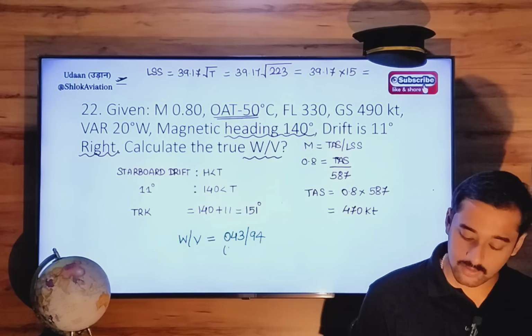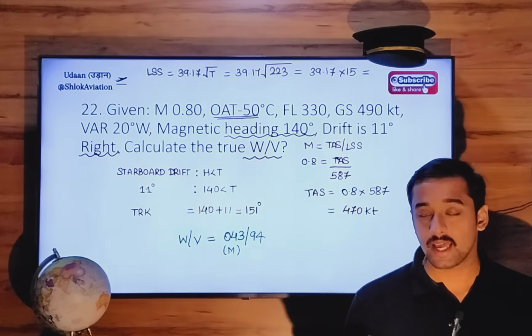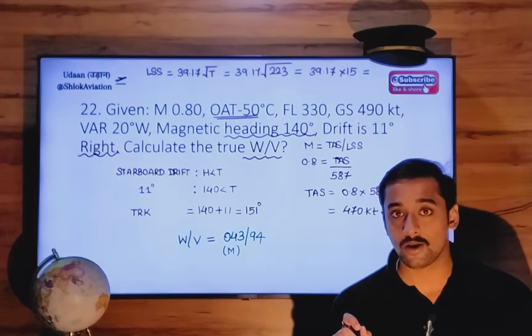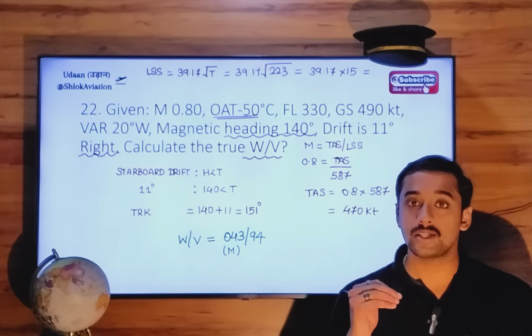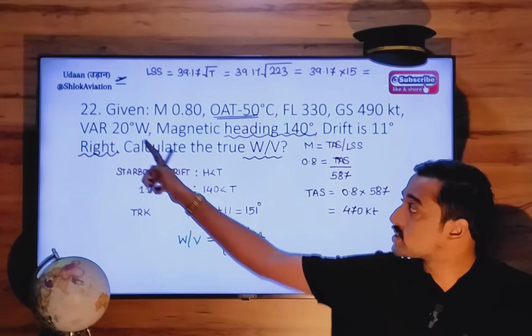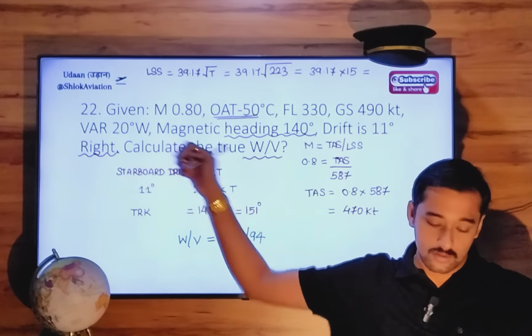Easy. Next. This wind velocity will be in terms of magnetic. So select that option which has a value in terms of magnetic only. If all the options are in true, convert this magnetic wind velocity into true wind velocity using variation. Okay. So pay attention to the details.